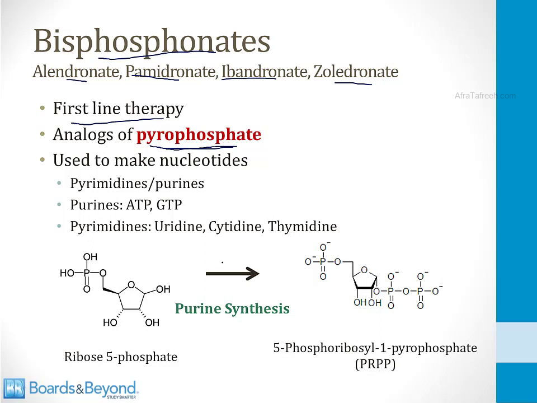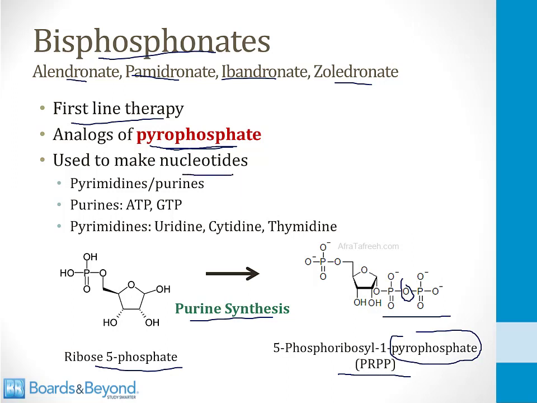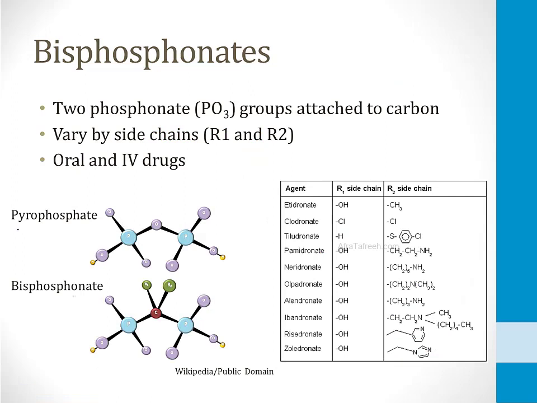For example, if you look at the bottom of the screen, this is one of the reactions of purine synthesis by cells in our body. Ribose 5-phosphate is converted to a molecule called PRPP, which contains pyrophosphate. Pyrophosphate is two phosphate groups linked to an oxygen. So this reaction requires pyrophosphate, as do many other reactions for making nucleotides. You need pyrophosphate to make pyrimidines and purines, to make purines like ATP and GTP, and pyrimidines like uridine, cytidine, and thymidine. So pyrophosphate is two phosphates connected by an oxygen molecule.